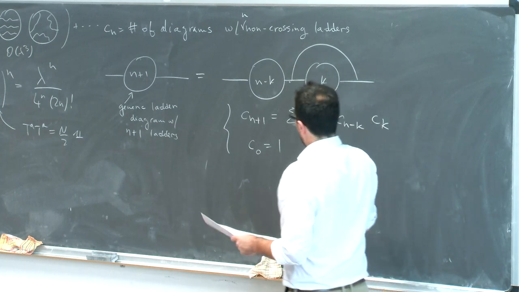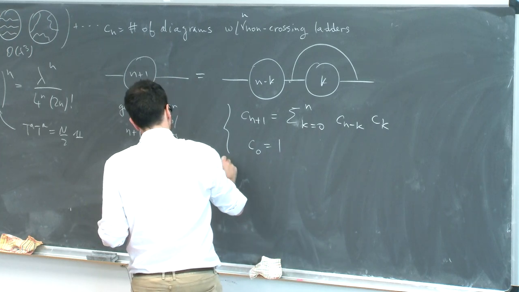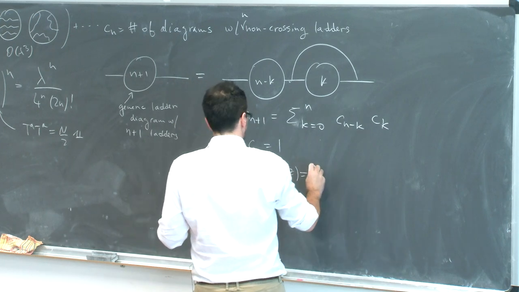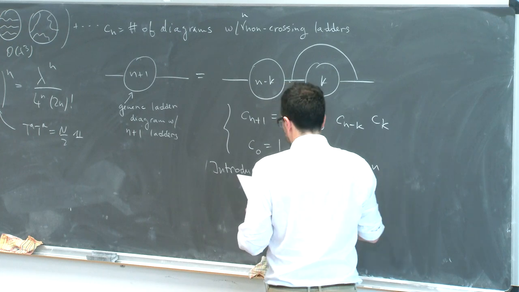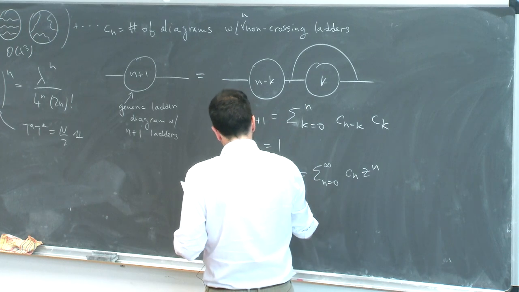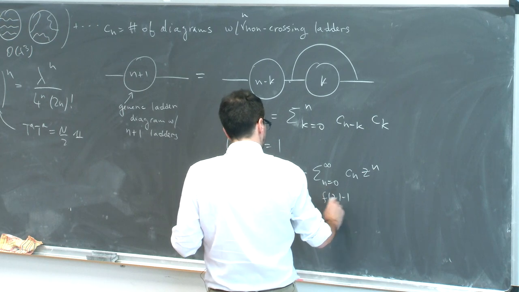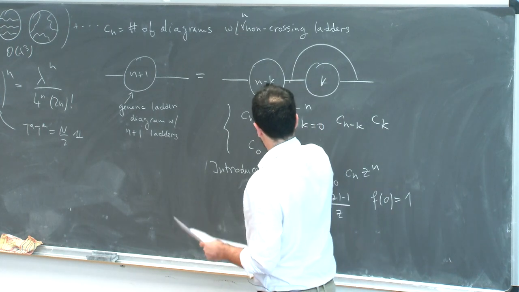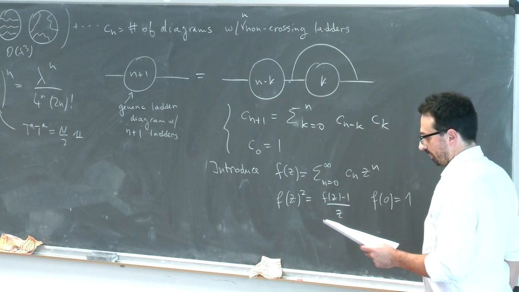Okay, so now you can introduce a generating function to solve this recursion relation. So introduce f of z equal to the sum for n from 0 to infinity of c_n z to the n. And then this equation, you can check, becomes z f of z squared equal to f of z minus 1, with f of 0 equal to 1. So you can re-express this in terms of this equation.